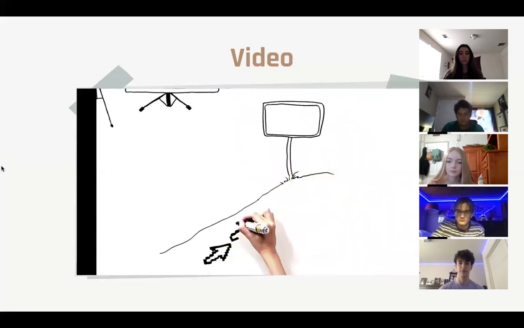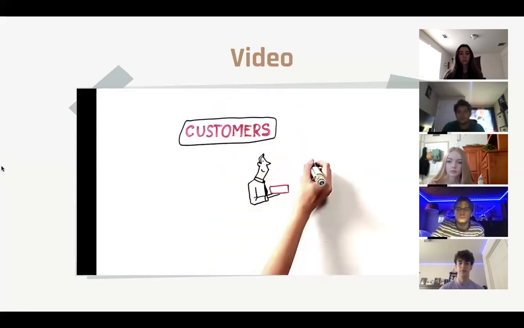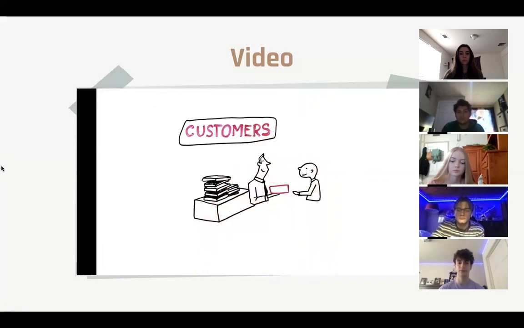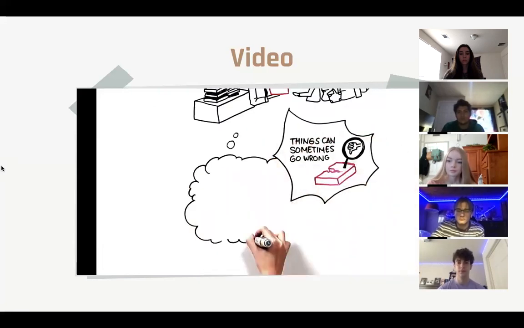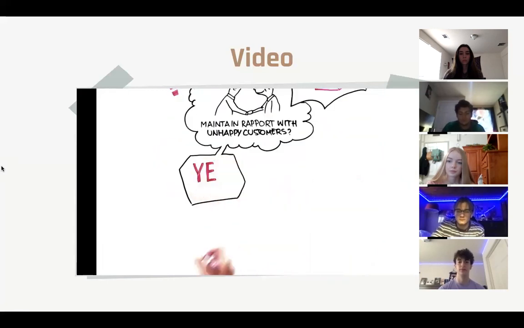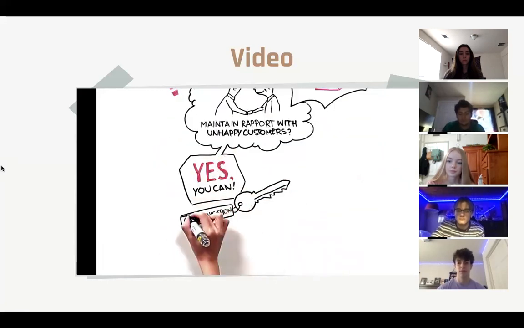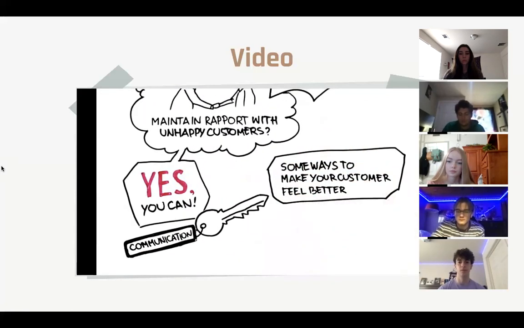That's not all. We'll also give you some pointers on how you can manage your own development. If you're able to build positive relationships with your customers, they'll keep coming back. However, despite your best efforts, things can sometimes go wrong. Can you still maintain rapport with unhappy customers? Yes, you can. The key is in how you communicate with them. Here are some ways to make your customer feel better.